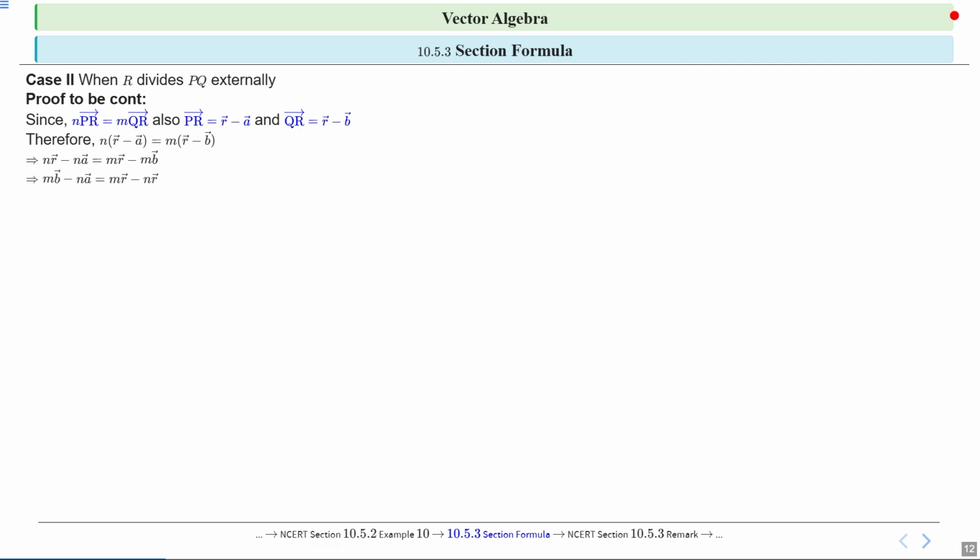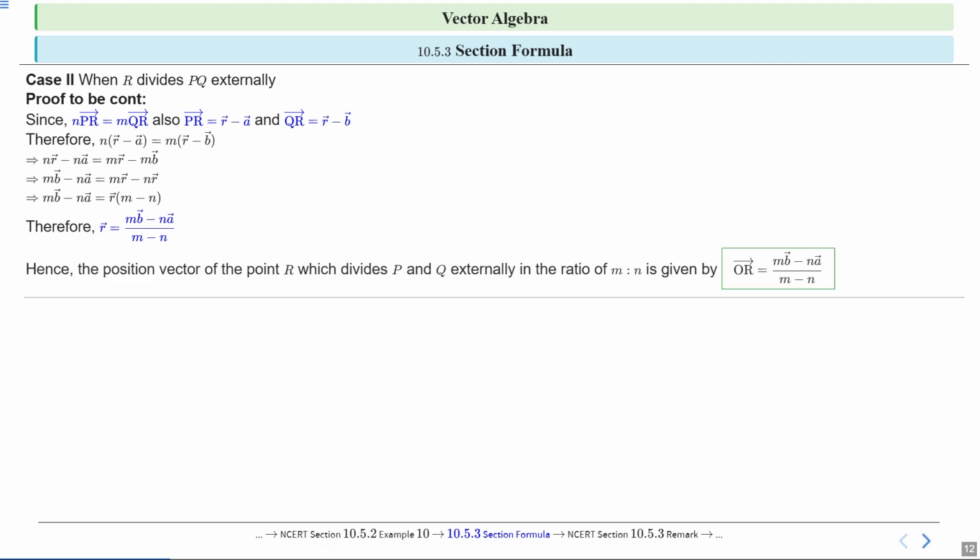Therefore, we can say that m times b vector minus n times a vector will be equal to m times r vector minus n times r vector. So m b vector minus n a vector will be equal to r vector into (m minus n). Therefore, r vector will be equal to (m b vector minus n a vector) upon (m minus n).